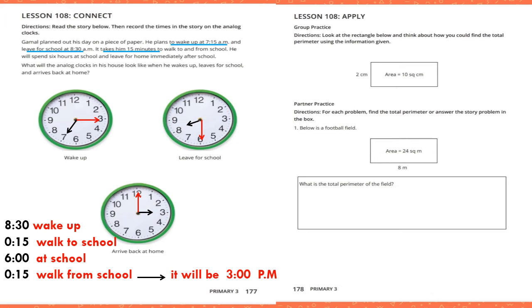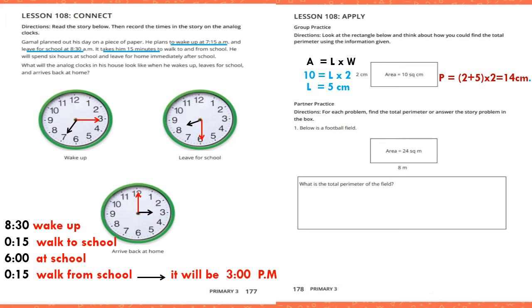Here we have a rectangle of area 10 square centimeters and width 2 centimeters. So to find the length, we divide 10 by 2. Length will be 5. And the perimeter is length plus width times 2. So 2 plus 5 all times 2 equals 14 centimeters.